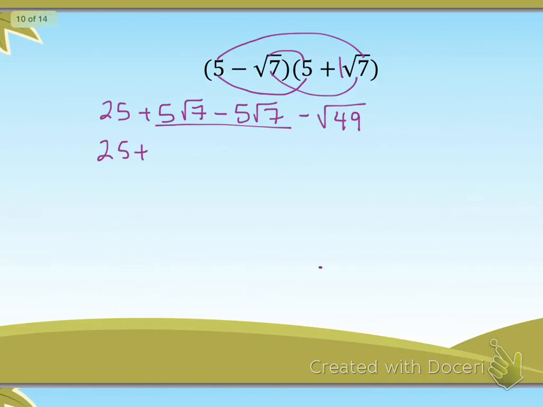If I look, 5 minus 5 cancels, so that just goes away. And then the square root of 49 is 7, but we still have the negative in front, so it just becomes 25 minus 7, which is then 18. Okay, so if we have the same thing written twice, but one's positive, one negative, your center is going to cancel.